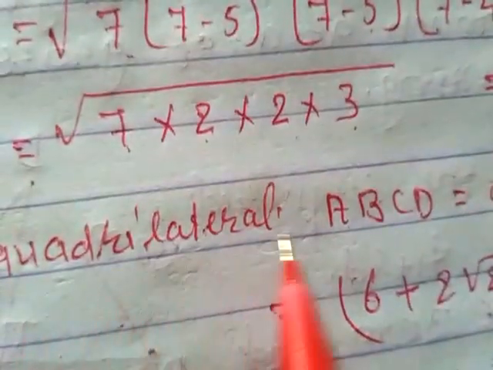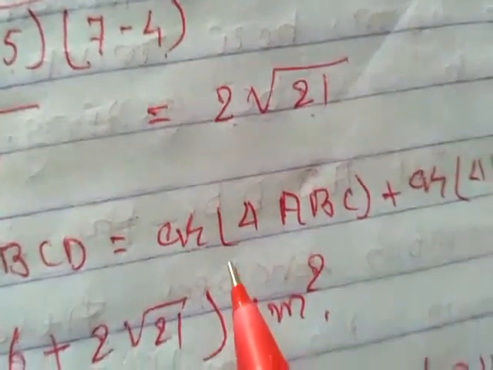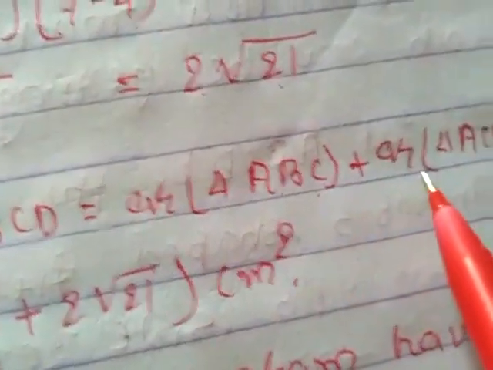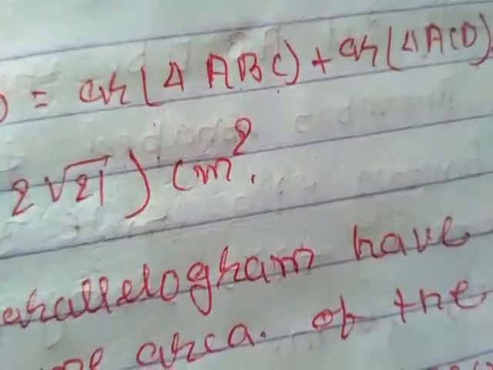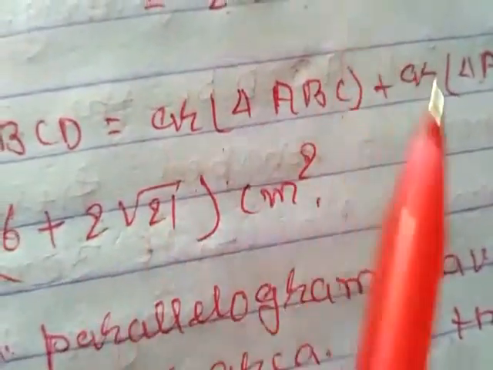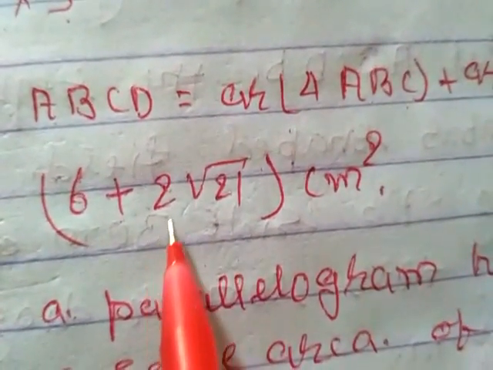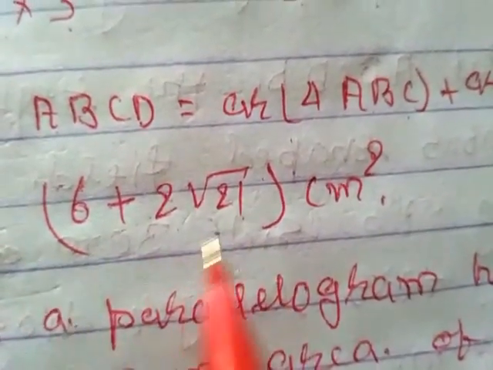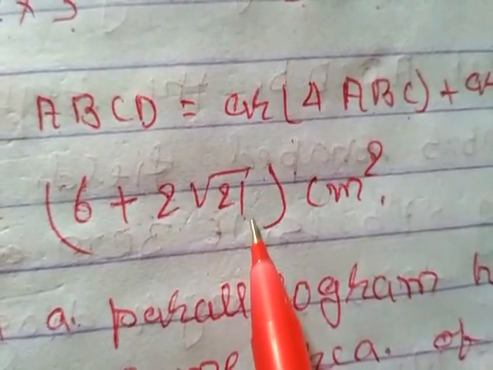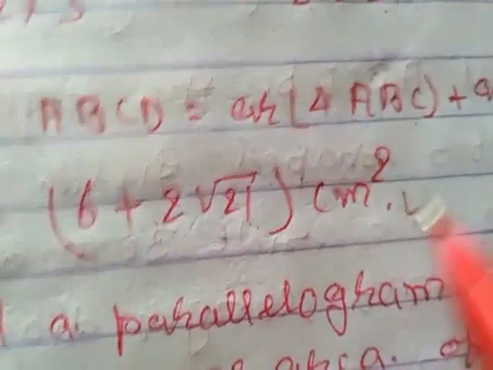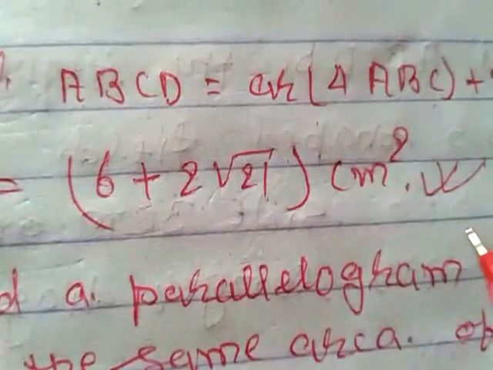Now for finding the area of quadrilateral ABCD, we add the area of triangle ABC plus the area of triangle ACD. The area of triangle ABC was 6 plus the area of triangle ACD, which was 2 under root 21. So add it and simplify it for the square root of 21, and you will get the aggregate value.